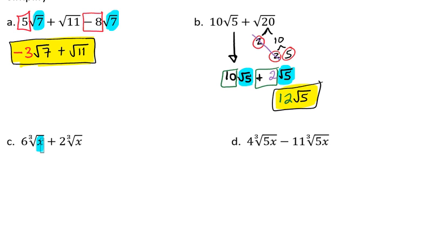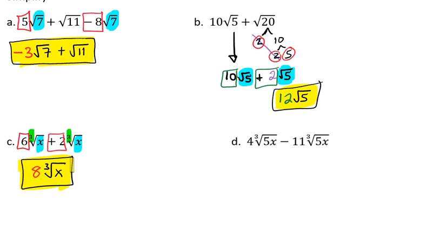So here we see that the x on the inside is the same, and that they're both cube roots. So that tells us that we can put the 6 with the 2. So we should have 8 times the cube root of x as our final answer.